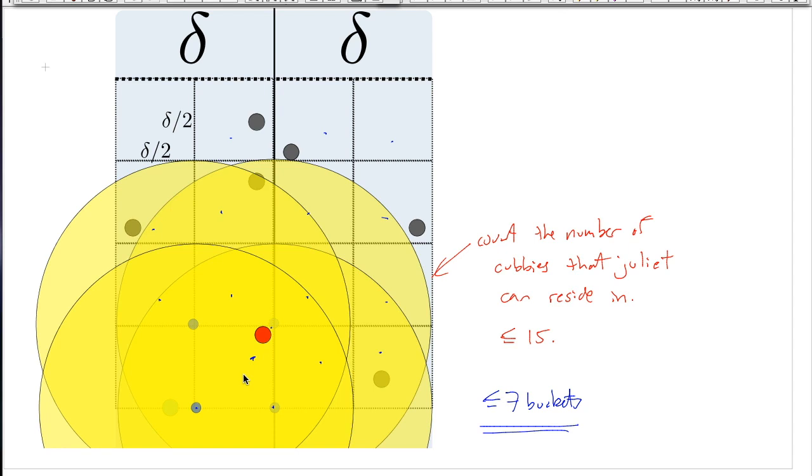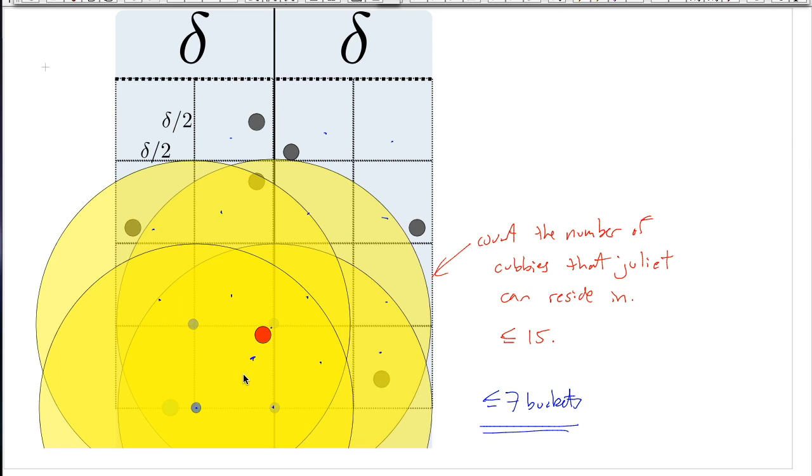The number 15 doesn't matter. If it was 60, it would still be fine. It just needs to be a constant. Because now all we need to do is say, take all the points in the Mohawk, there are at most n of them. For each of those points, I only need to check 15 friends. So that's still O of n time.